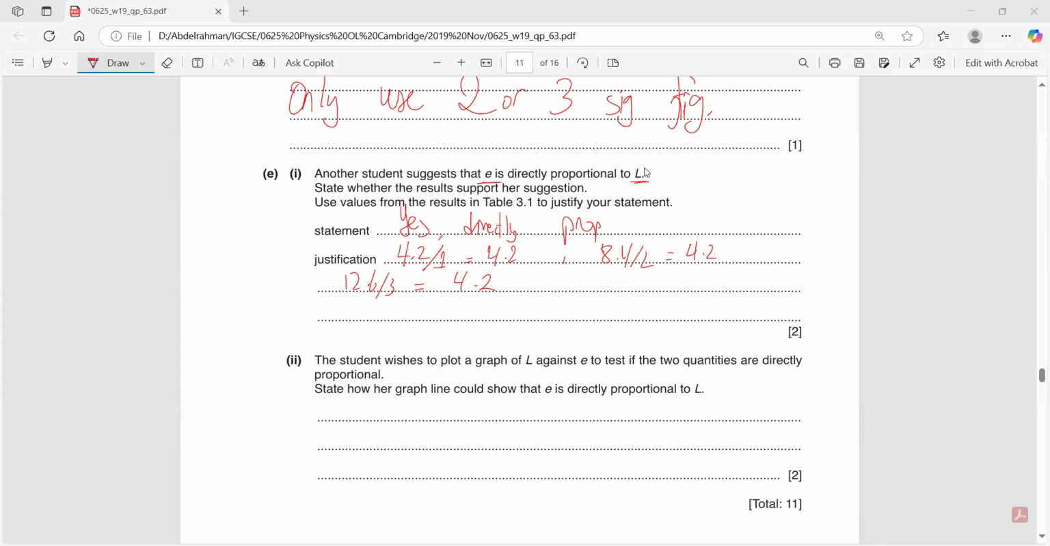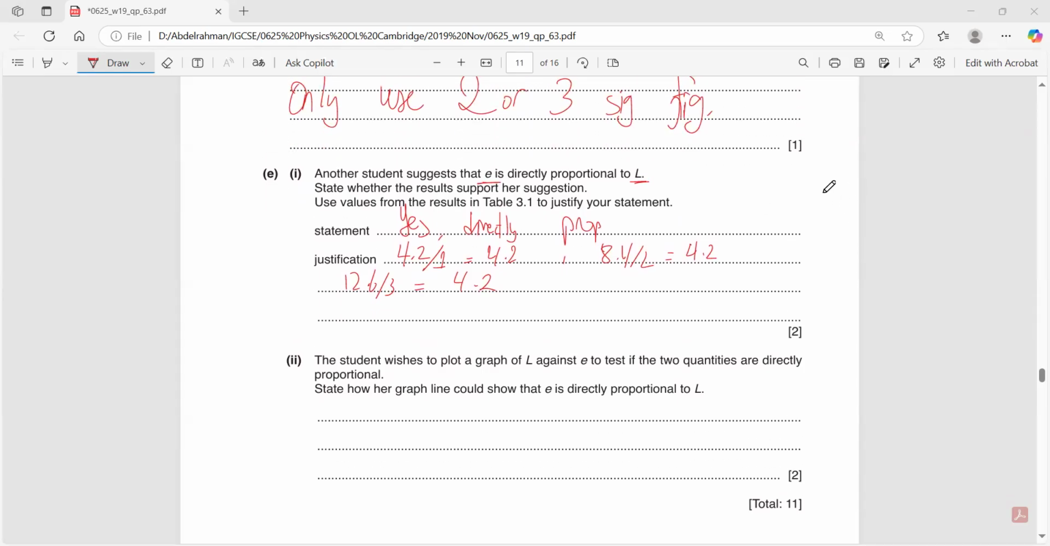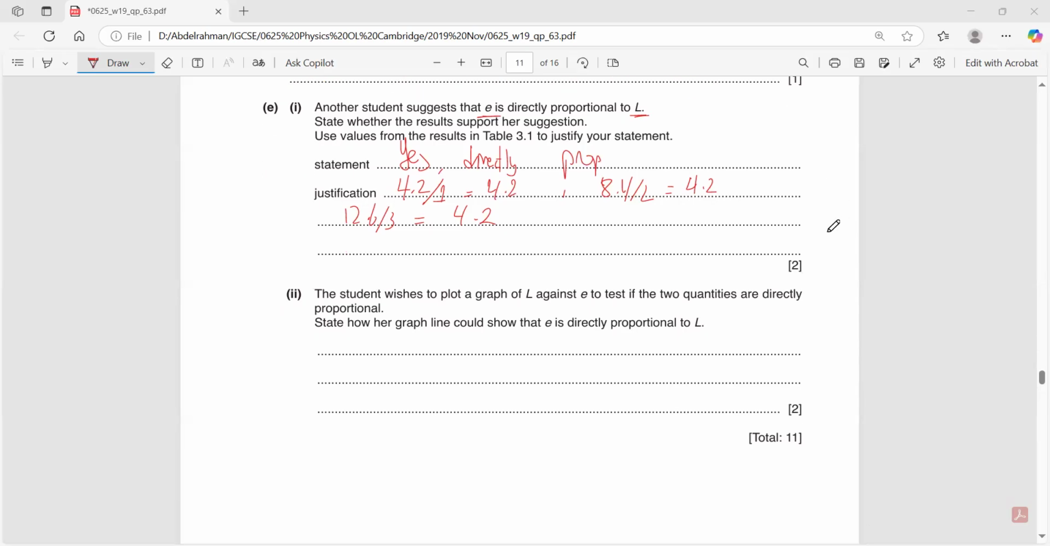Force increases as the extension decreases. This is not the justification for this question. When he says justify, or use results from the table, then you have to write down results from the table. It's a must. The difference between directly proportional and proportional is that directly proportional would usually start from zero. As force increases, extension increases. Yes, but again, you need to use the justification.